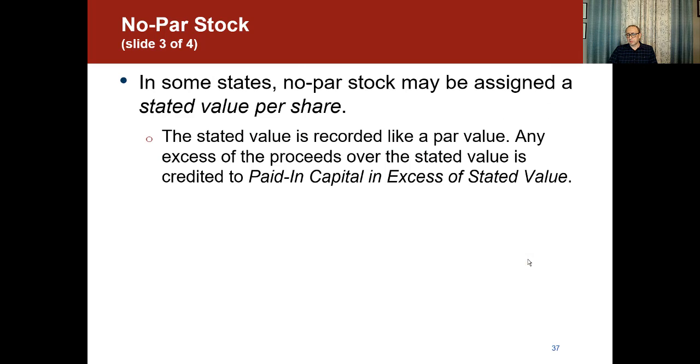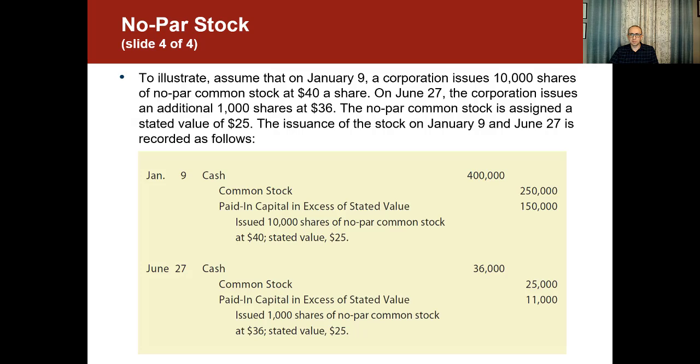So in some states, no par stock may be assigned a stated value per share. So the company would just state a value, but it's not really a par value, so it's not documented on the stock. So the stated value is recorded like a par value. Any excess of the proceeds over the stated value is credited to an account, very similar in name, called paid in capital in excess of stated value, instead of saying in excess of par. So let's see this example.